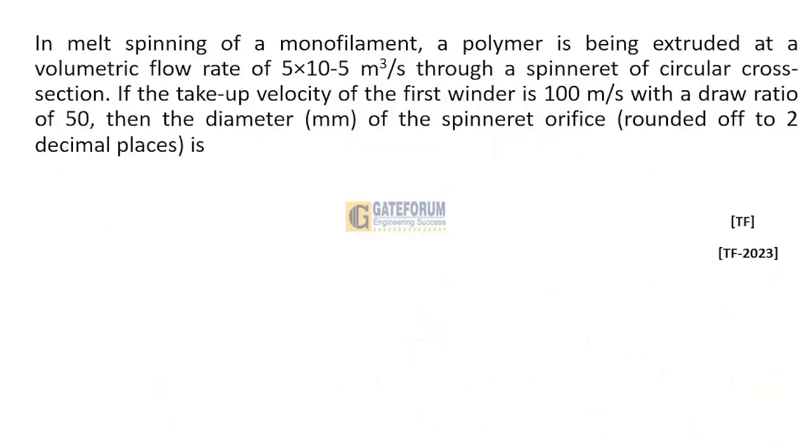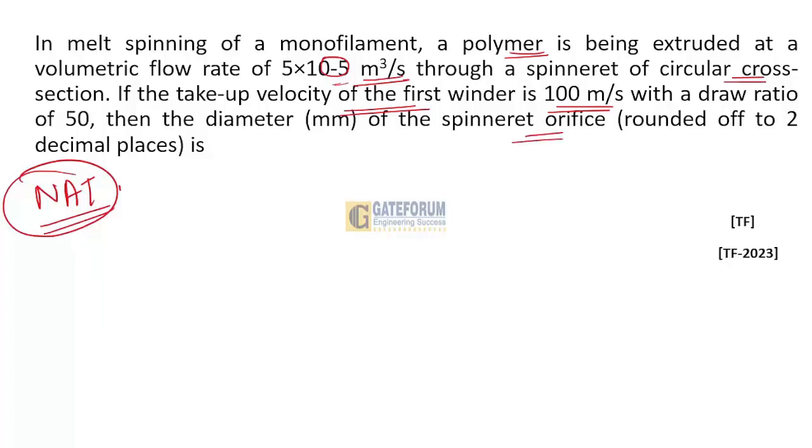Now coming to this question, it says that these are NET type of questions. It says that in melt spinning of monofilament, a polymer is being extruded at a volumetric flow rate of 5 into 10 to the power minus 5 meter cube per second with a spinneret of circular cross section. If the take-up velocity of the first winder is 100 meter per second with a draw ratio of 50, then the diameter in millimeter of the spinneret orifice, rounded off to 2 decimal places. This is a numerical type answer question.